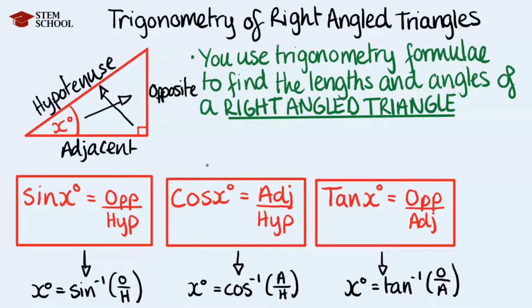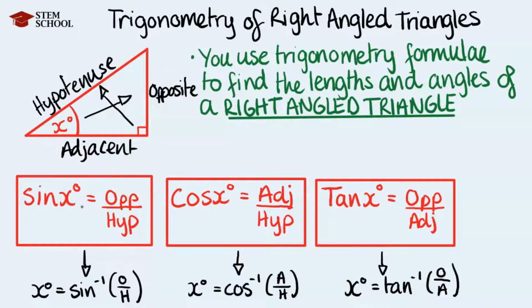Now there are three formulas you need to remember. You'll be shown a right angle triangle and you might be asked to figure out one of the lengths of the sides of the triangle, or you might be asked to find a missing angle of the triangle, okay? These are the three equations that you can use, the three formulas. What we have here is the sine equation, then the cos equation, and then the tan equation.